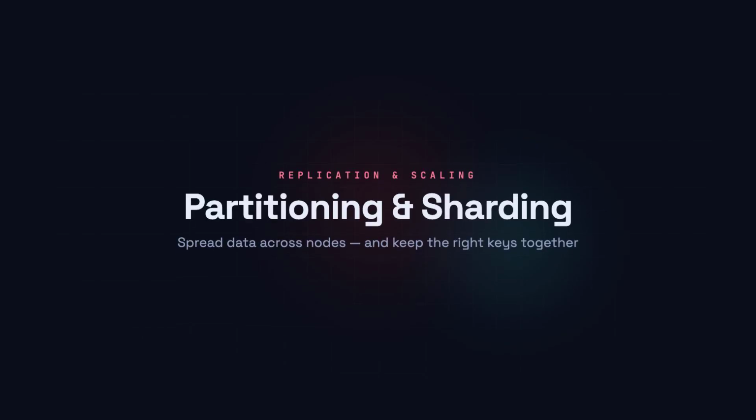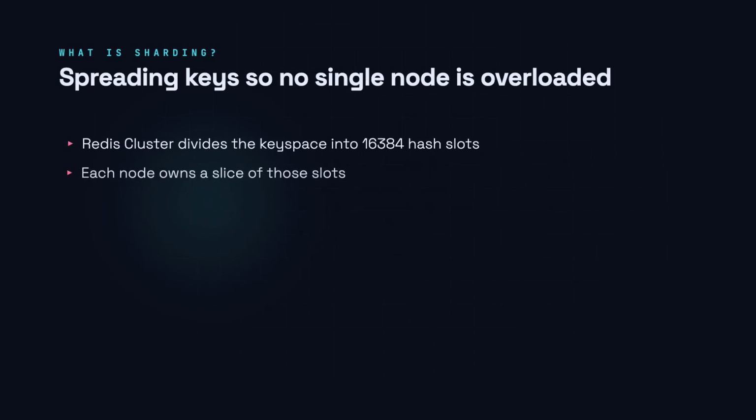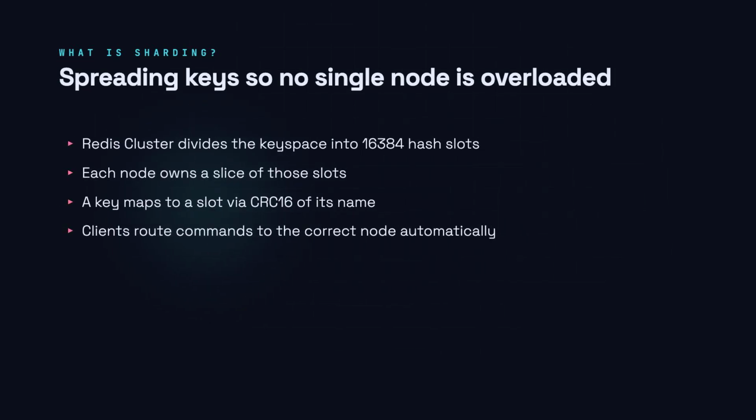When a single Redis node can no longer handle your data or traffic, sharding splits the key space across multiple nodes. In this video, you will learn how that works and what it means for your key design. Redis Cluster partitions all possible keys into 16,384 slots.